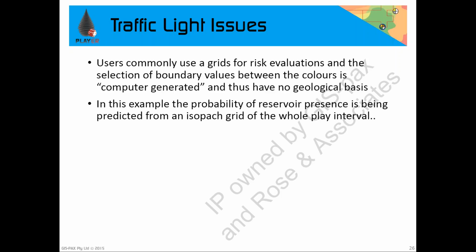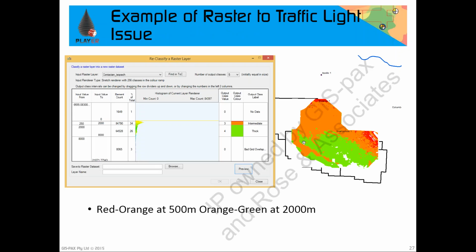And the boundary values that they pick move the lines. So here I've taken an evaluation from the same Ceduna area of reservoir presence, and here I'm using an isopack. And in Player, when we work with grids, we can simply bring in the grid, slide these things up and down, and then it pumps out the different colors.